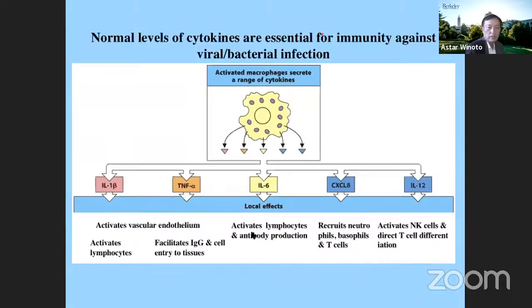Here's IL-6, it activates lymphocyte and antibody production. It is IL-8 actually, also a chemokine. It can recruit neutrophil, basophil, and T cell. IL-12 can activate NK cell, for example. So these are normal immune cells during immunity, a normal immune response.